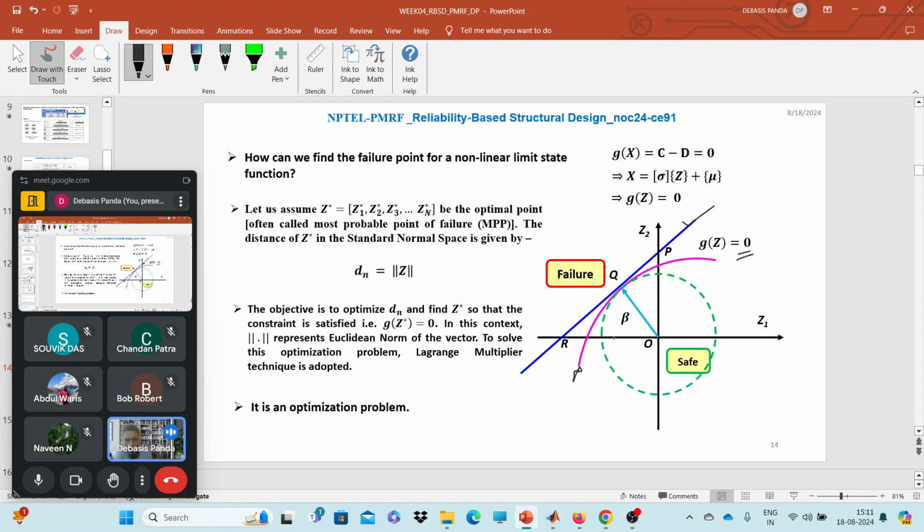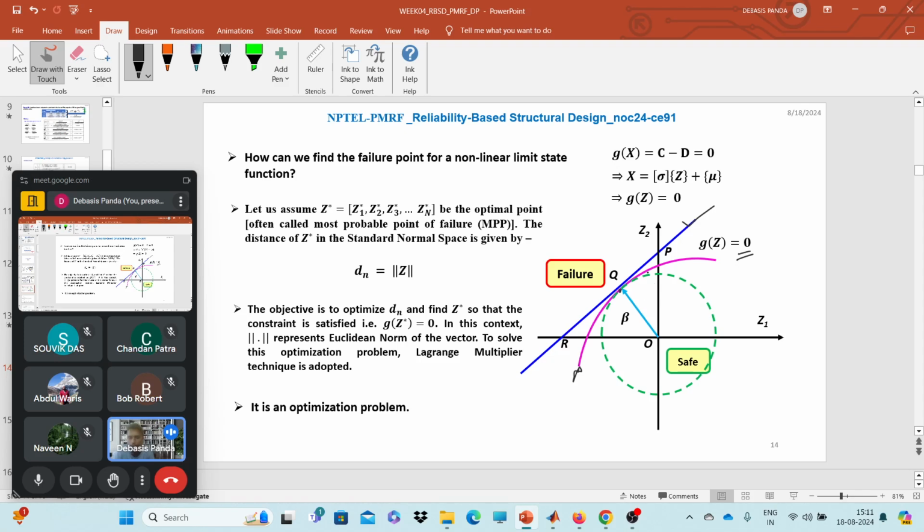Okay. Now we need to find out what should be the minimum distance from the origin. So we can find out beta, and the corresponding values of that point will give us the design point in the standard normal domain. So it's nothing but we need to optimize our limit state function to find out the minimum value of z.